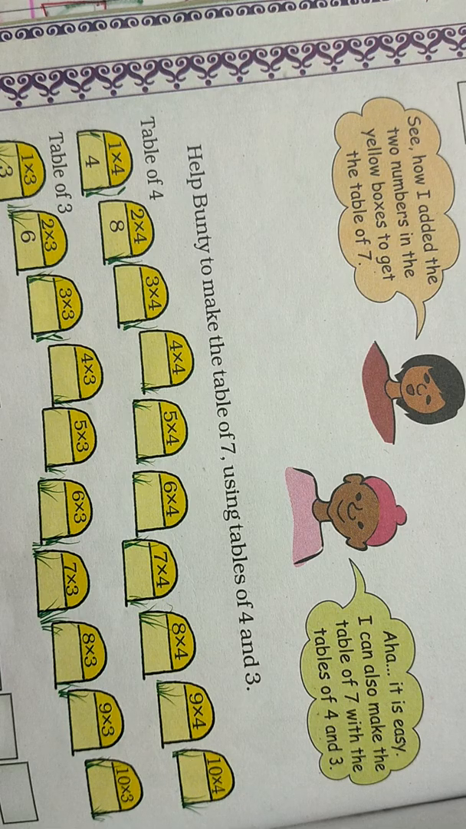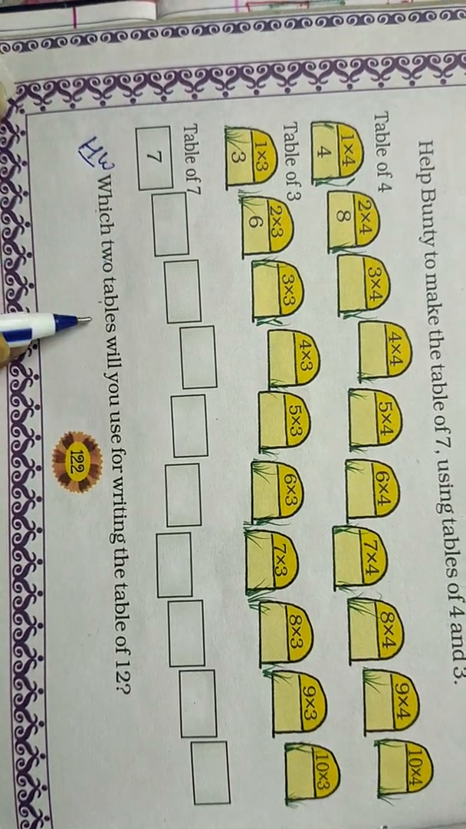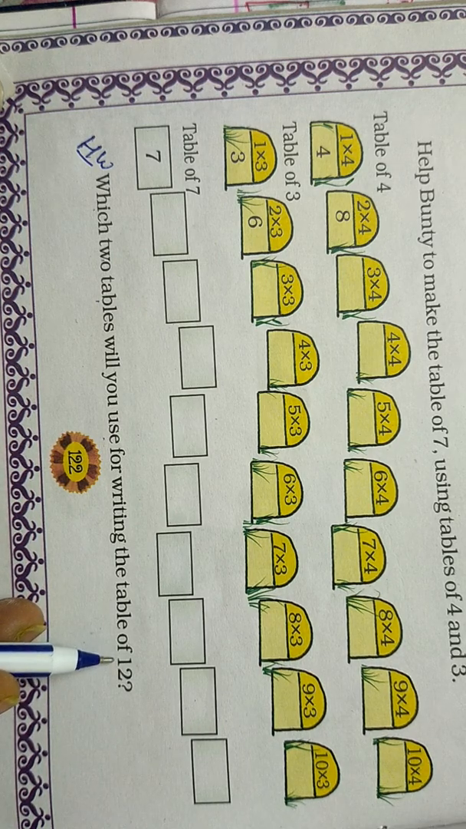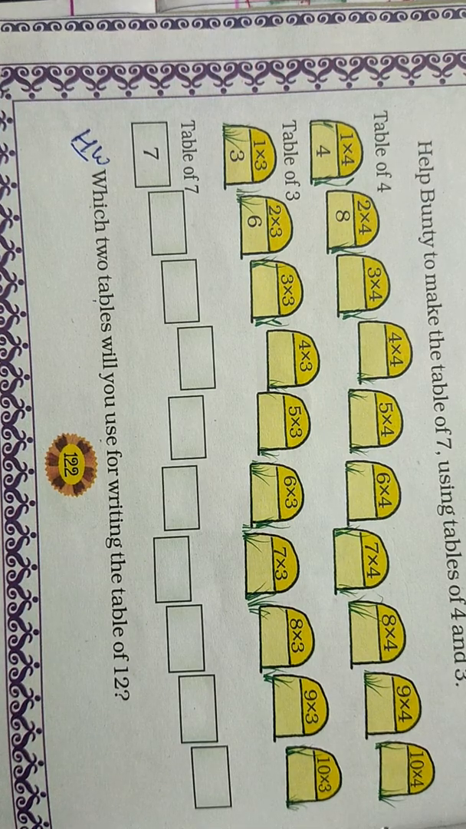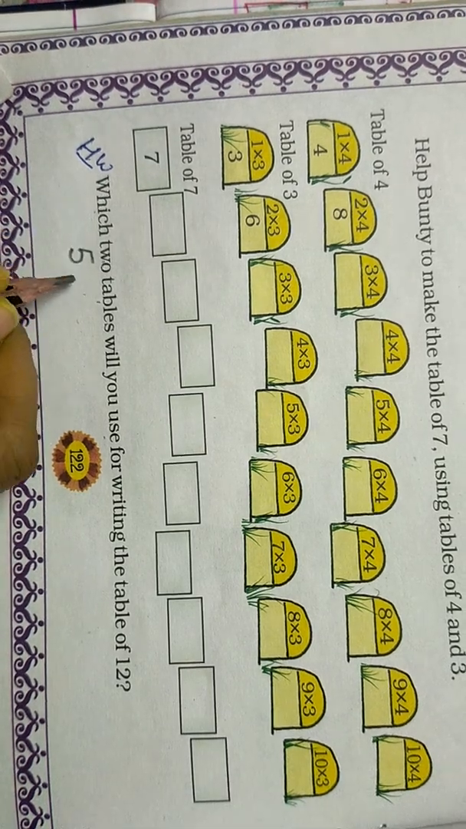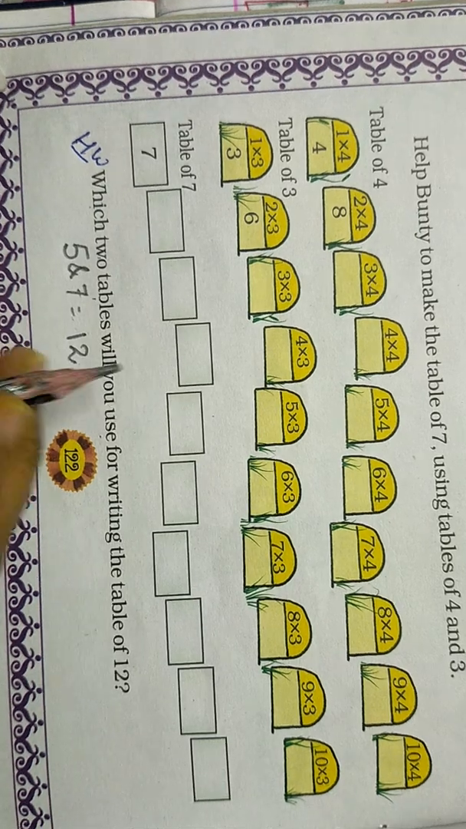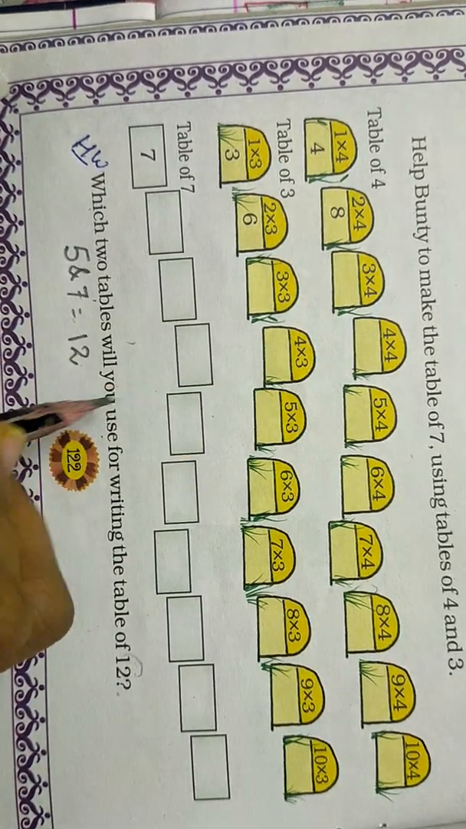Now what is written here? Which 2 tables? Now this is the homework for you. Which 2 tables will you use for writing the table of 12? So here I can give the hint. You can use the table of 5 and table of 7 to make the table of 12. Okay, so this is the homework for you. Table of 12 you have to prepare in this way on your own.